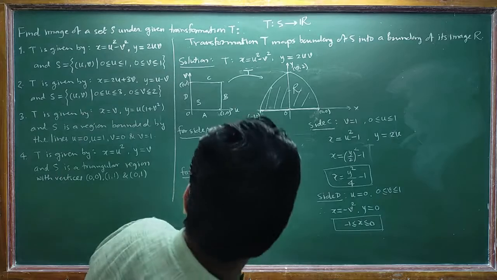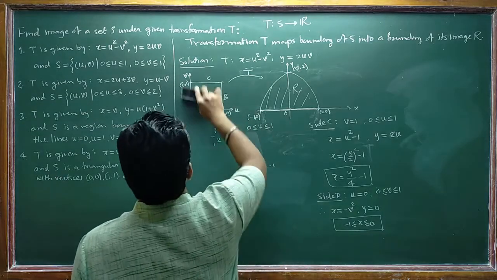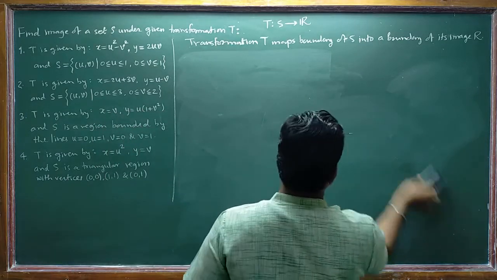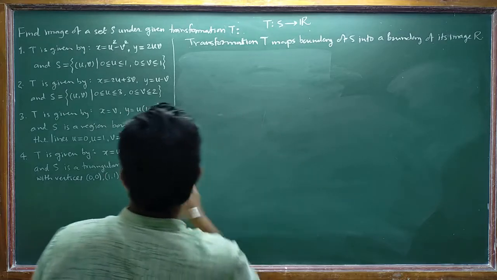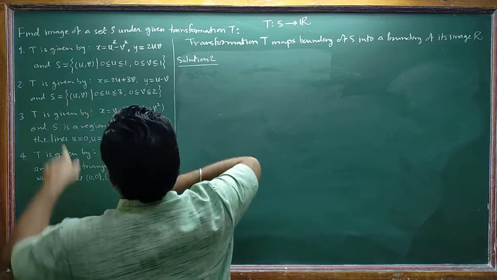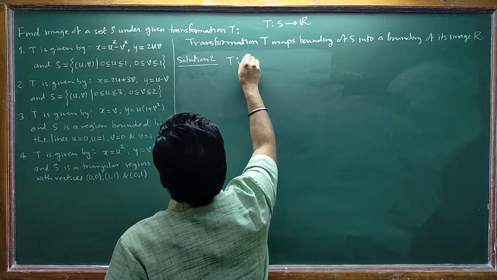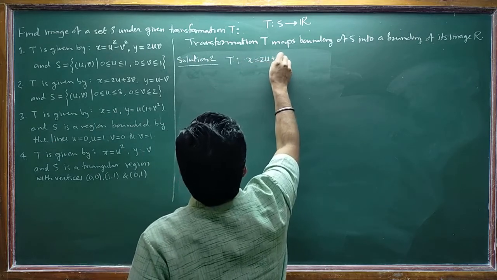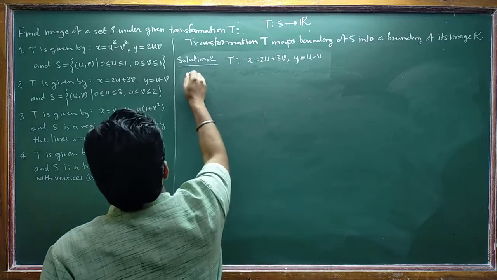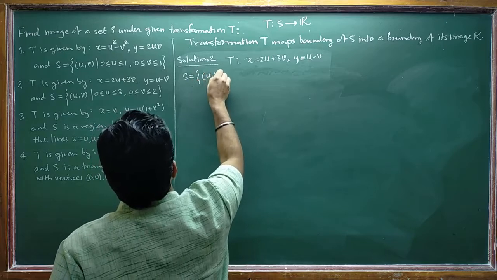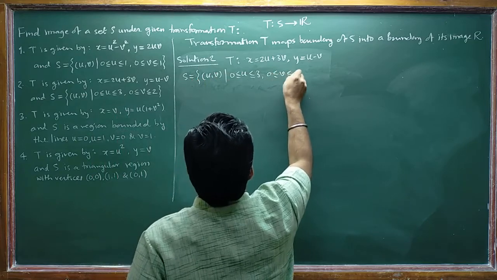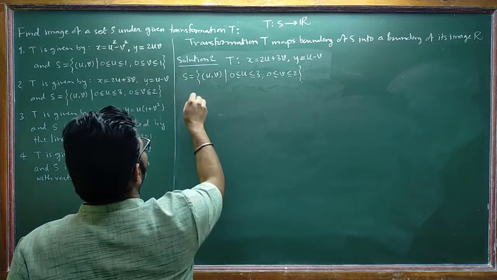Okay. The next one, number 2. Number 2, solution. The transformation T is given by x equal to 2u plus 3v and y is u minus v. And the region S is what? Region S in the UV plane is u varying from 0 to 3 and v varying from 0 to 2. Okay. So it is a rectangle.